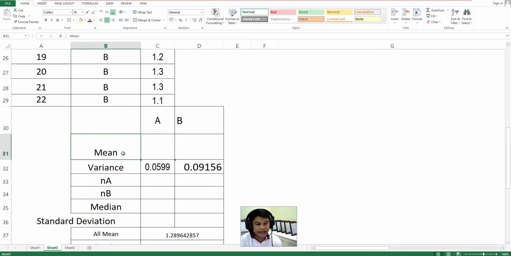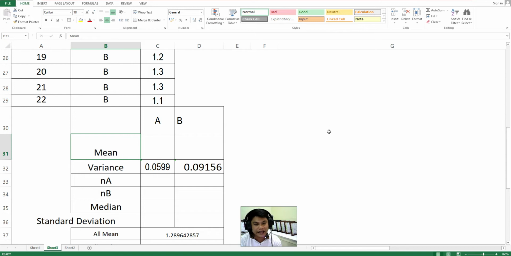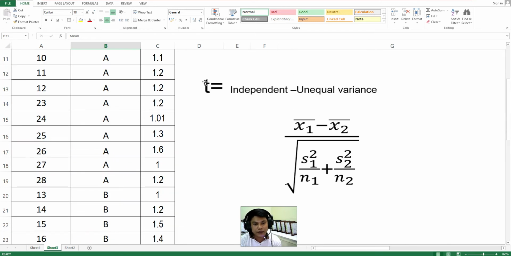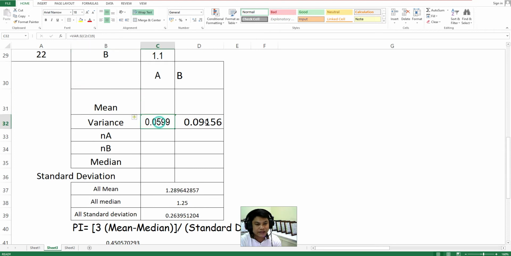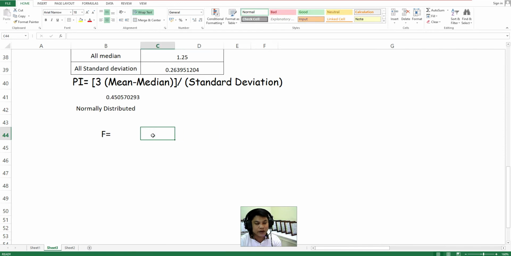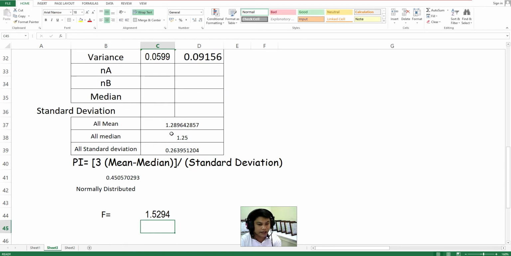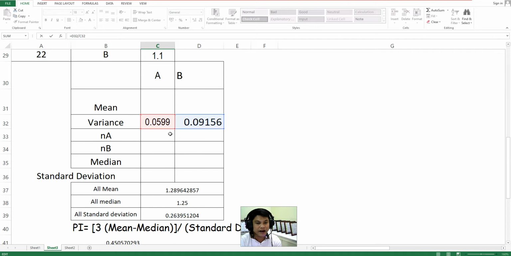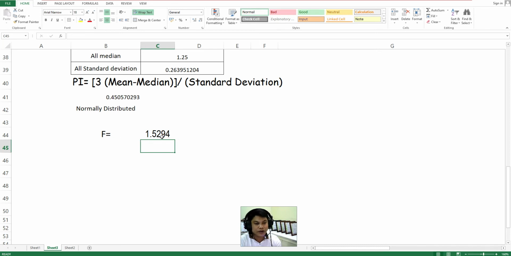Now, later you will need the mean in using the formula, but we are still deciding whether the variances are equal or unequal. So we can choose whether we use the first formula or second formula. In this case, we can say that B is bigger than A in terms of variances. So how do we get the F test? According to the formula, F is equal to the quotient of the bigger variance, which is B, divided by the smaller variance, which is A. Okay, so the answer is 1.52. So F now is 1.5294.